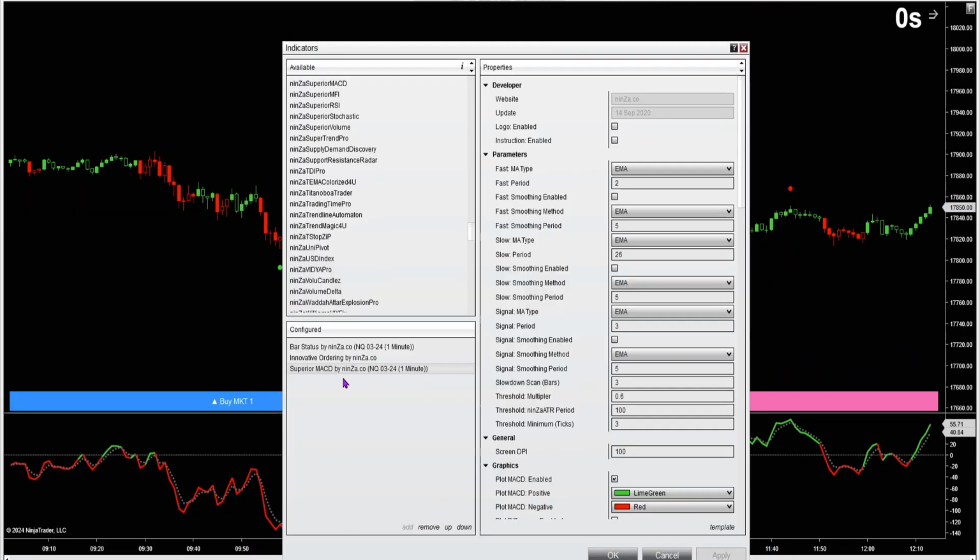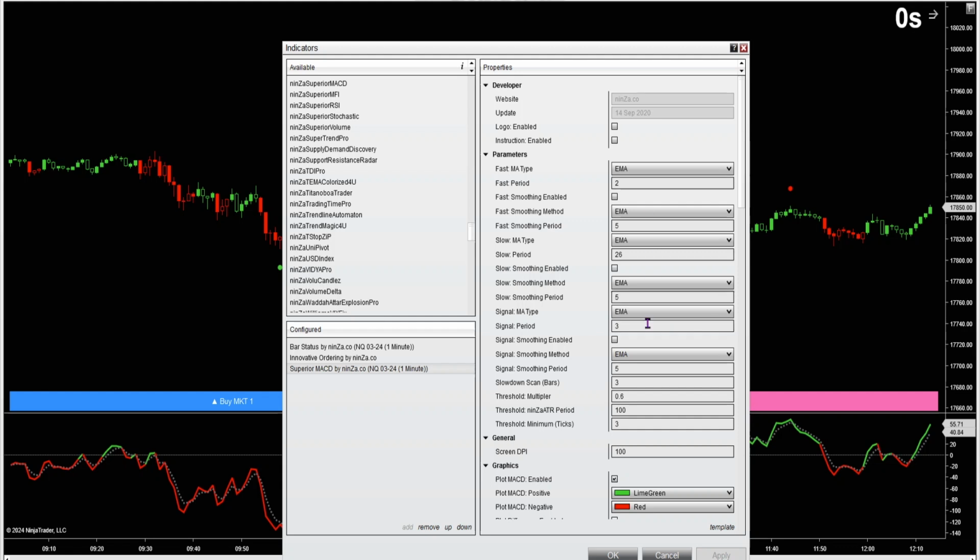So on the superior MACD, I've changed the settings. First of all, my moving average types are EMAs. Smoothing is not enabled on anything. My fast EMA is 2. My slow EMA is 26, which is the standard MACD. It's usually 12 and 26. I changed this to 2. And for the signal moving average, I've got a period of 3. The standard is usually 9.